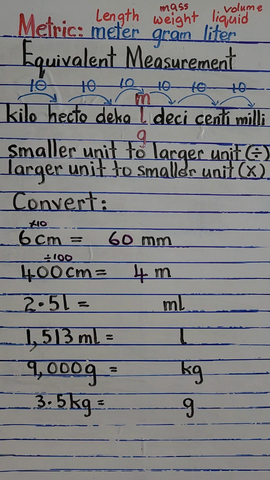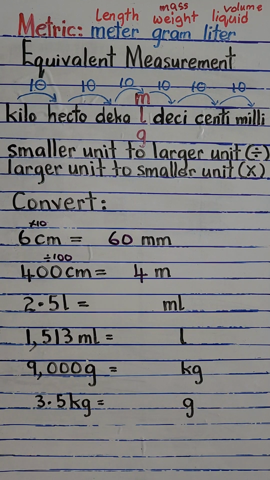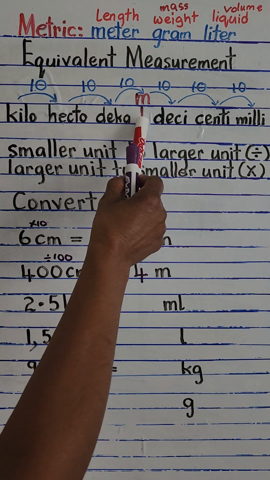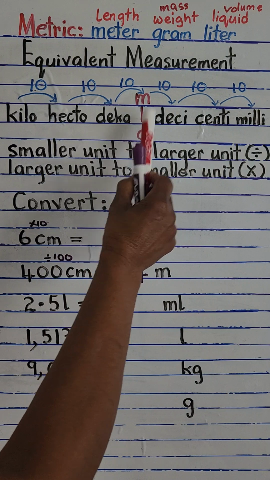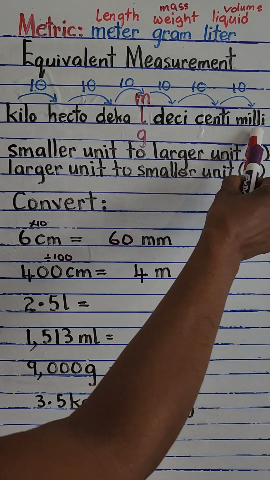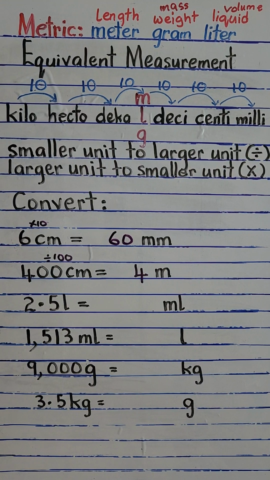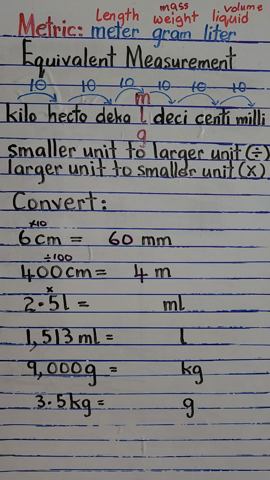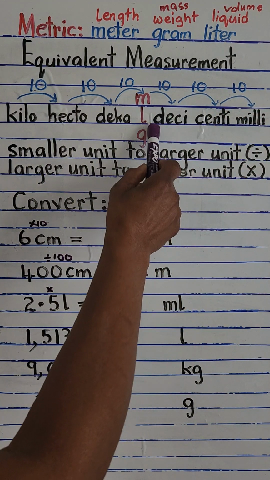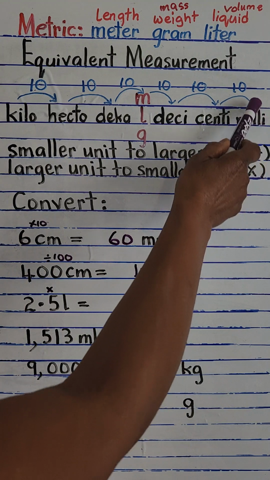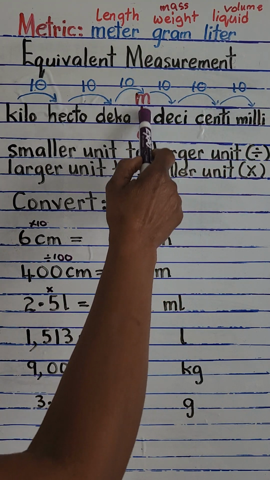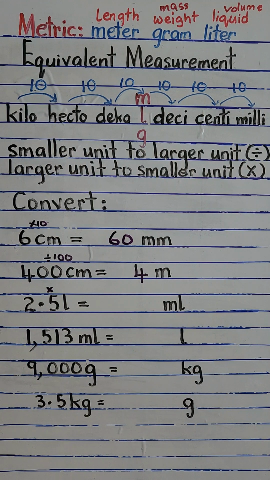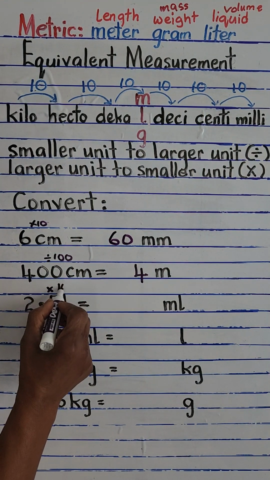Next, 2.5 liters to milliliters. Liter to milliliter. This is larger to smaller. So we are going to multiply. So let's put our multiply. And how many milliliters make a liter? That is 10 times 10 times 10, and that is 1,000. So we multiply by 1,000.